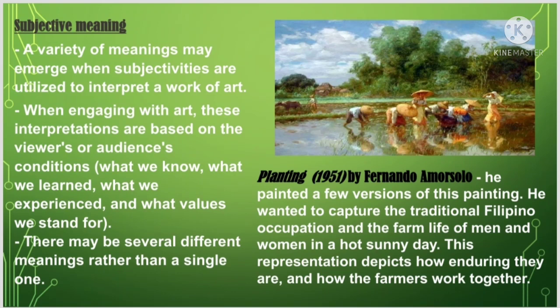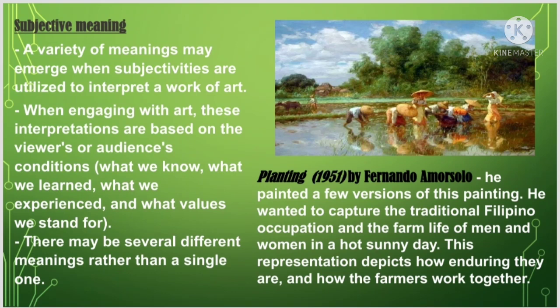So subjective, pag subjective ang sinasabi din dito, to interpret a work of art, meron siyang gustong ipinapahiwatig sa mga tao. Ano bang subject ng art na ito? Ano bang gusto niyang sabihin sa mga tao? Makabuluhan ba ito? Ano ba yung punteriya niya? Ano bang subject nito? So, in this picture by Fernando Amorsolo, the title is Planting in 1951.